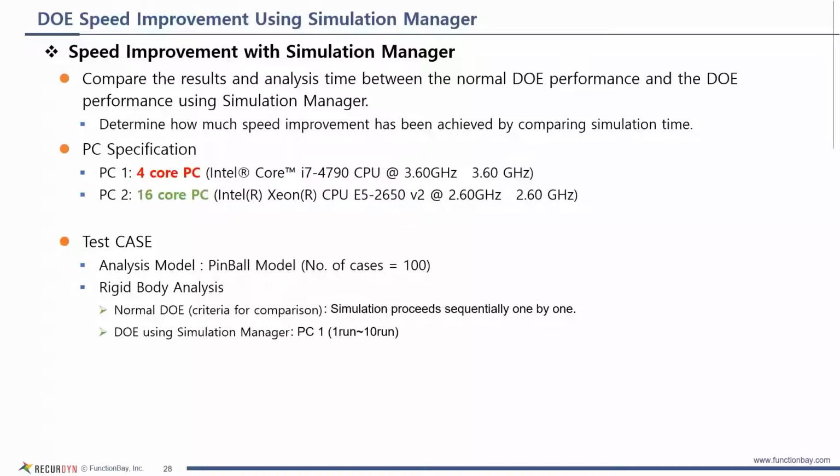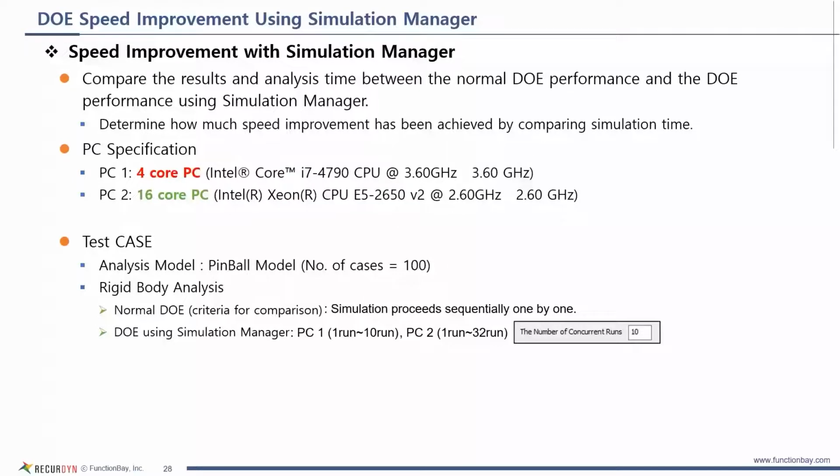DOE analysis is performed several times while changing the number of concurrent runs that I explained earlier. On the PC2 with 16 cores, DOE analysis was performed while increasing the number of simultaneous runs from 1 to 32.